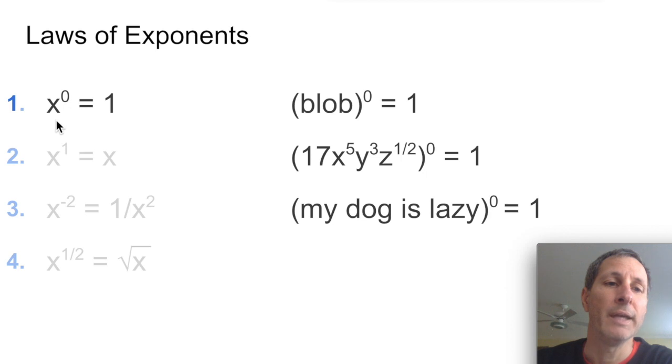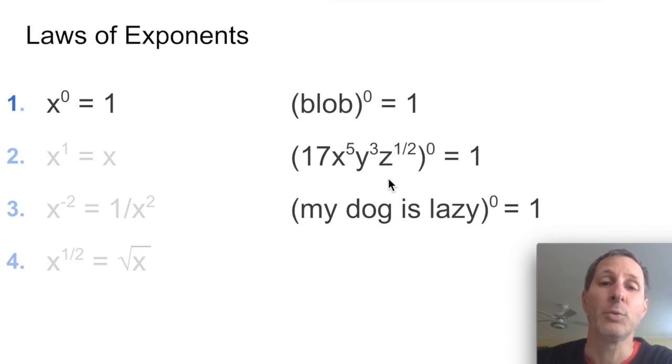So number 1, x to the 0 power is equal to 1. And in this case, x can be anything. We can take blob to the 0 power, and that's also equal to 1. We can take this big expression here, this hairy looking mess, and raise it to the 0 power by putting it inside of parentheses and raising it to the 0 power, and that is equal to 1. So we can even have my dog is lazy raised to the 0 power, and that is equal to 1.